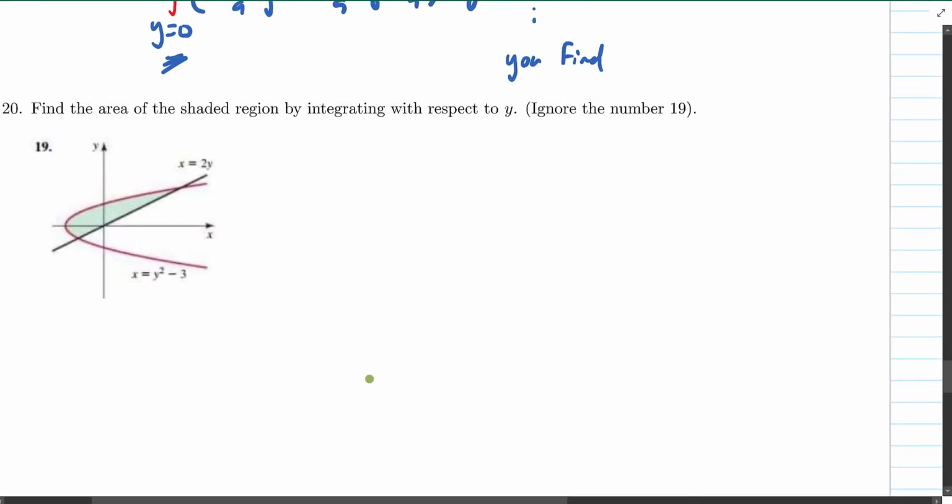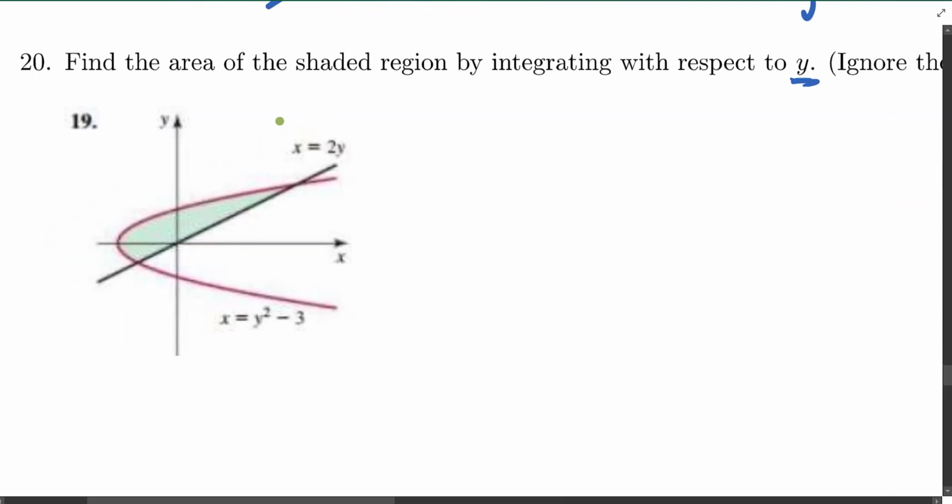Okay, for number 20, we want to find the area of this shaded region, not by integrating with respect to x, but with respect to y. So this is a really important skill to get used to, folks. If I were integrating with respect to x, I would draw my dx slices like this. Don't jot this down. These would be my dx thick slices. But instead, I want to integrate with respect to y.